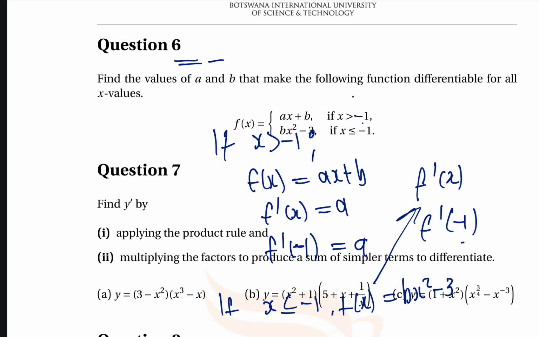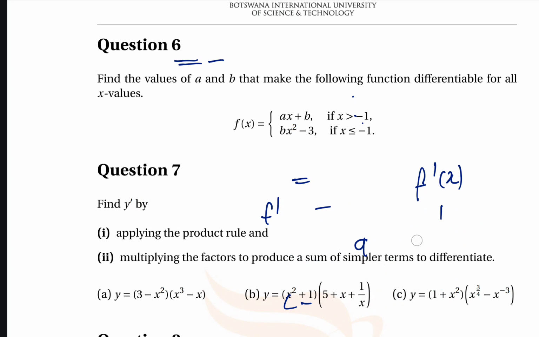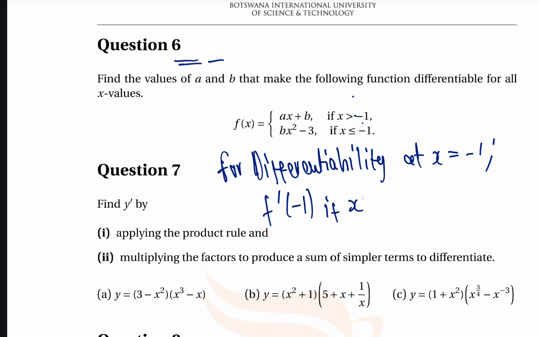Once you have your f prime of minus 1, you will now say, for differentiability at x equal to minus 1, f prime of minus 1 if x is greater than minus 1 should be equal to f prime of minus 1 if x is less than or equal to minus 1. So the two derivatives which you got for the two different conditions should be equal.